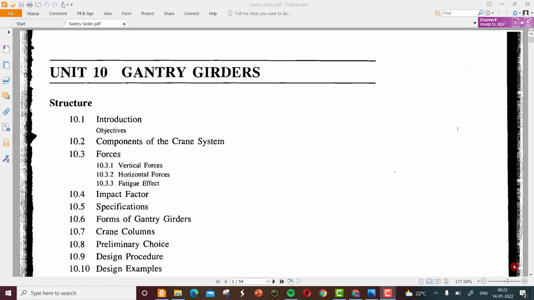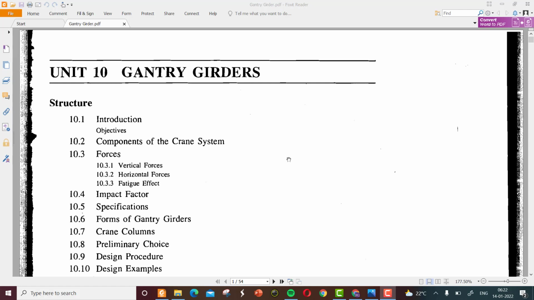Dear students, today we will learn the design of Gantry Girder, which is an important design problem in the design of steel structures. To introduce the Gantry Girders to you, they are the structures which are used in heavy industries and big labs for transporting the material or object from one place to another.